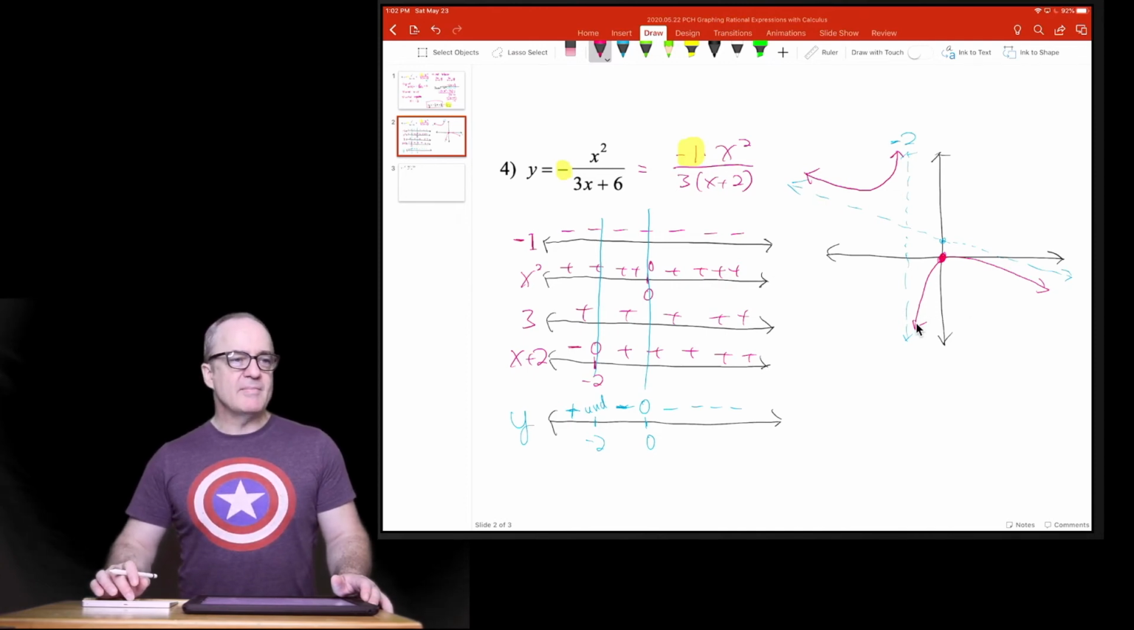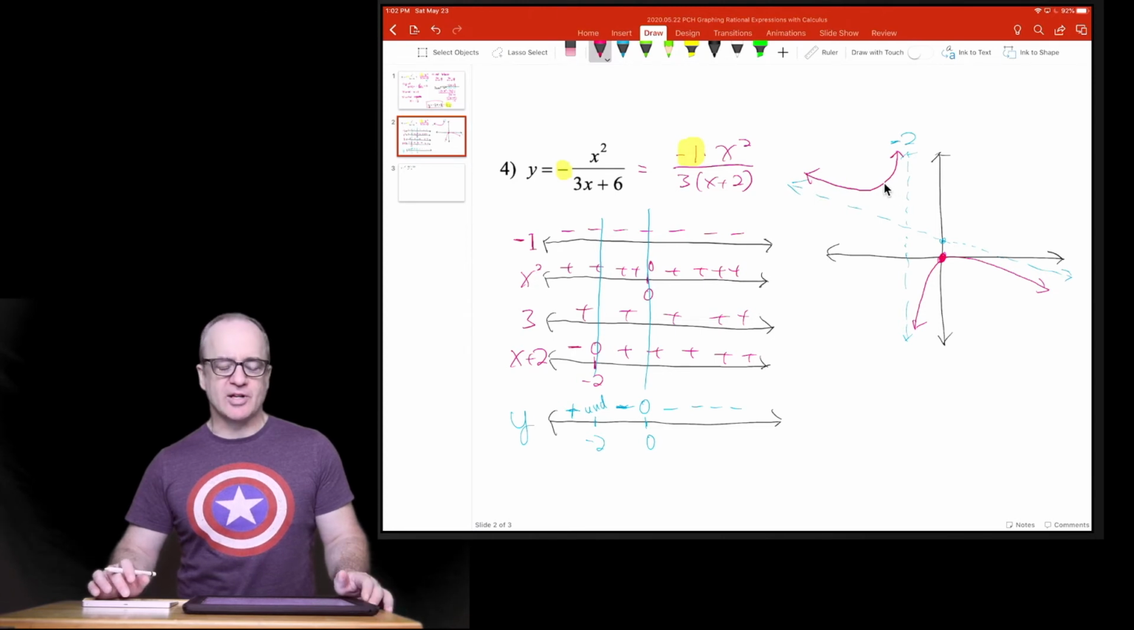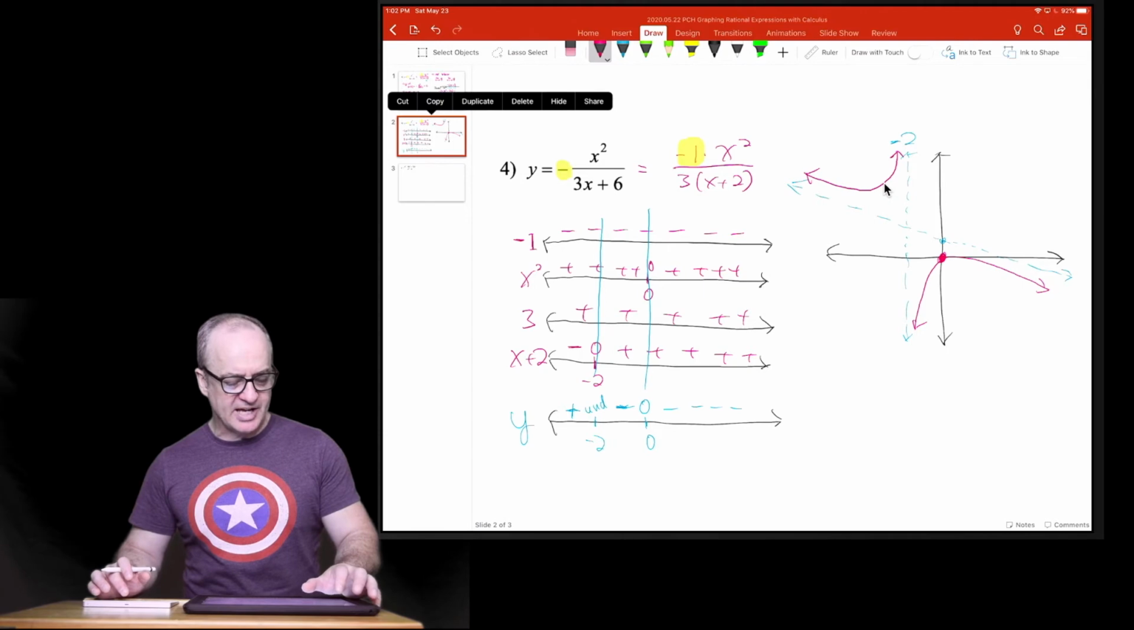Yeah, that matches my sign analysis. All right, now do I know that it really peaks here at the origin? And do I know where it actually turns around up here? Pre-calculus can't answer those questions for us, but calculus can.